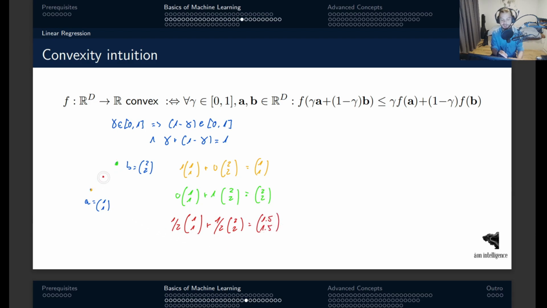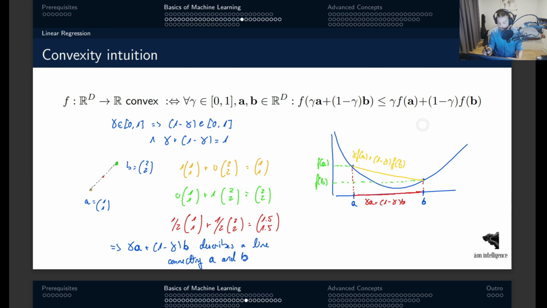And this lies exactly on the line connecting points A and B. And you will observe that for any linear combination of points A and B where the scalars add up to 1, these points form a line. So gamma times A plus 1 minus gamma times B describes a line connecting points or vectors A and B. And this is the line.